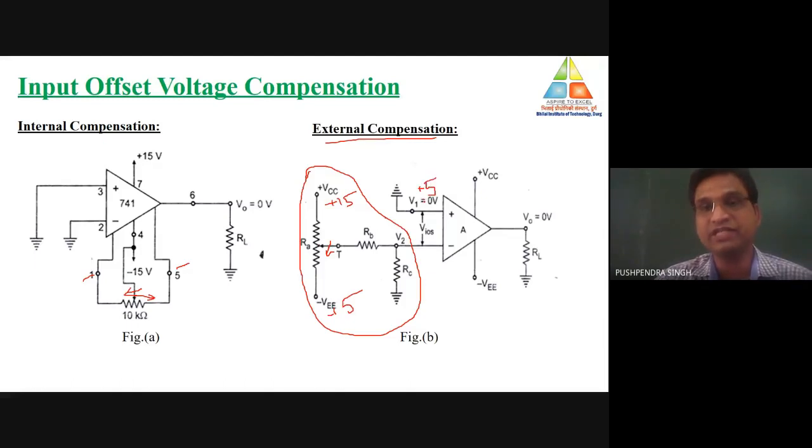Suppose the value of V1 is plus 5. Then how can we compensate for this? We need to increase the value of V2 up to plus 5. How will V2 be at plus 5? When we move the wiper towards plus VCC, plus 1, plus 2, plus 3, plus 4, plus 5. So when the wiper is at this particular point, the output will be at plus 5.